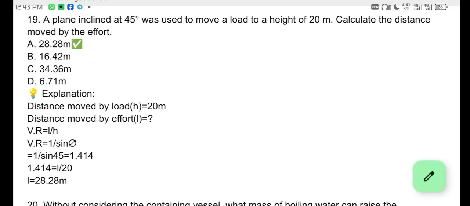So we already know theta is 45. So it will be 1 over sin 45, which gives us 1.414. Now we said velocity ratio equals L over H. So we can substitute 1.414 for velocity ratio: 1.414 equals length, the distance moved by effort, that's what we are looking for, over height, which is 20. So when you do the math, 1.414 times 20 gives you 28.28, making A the correct answer.